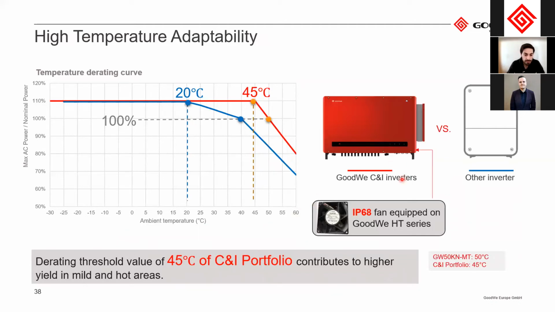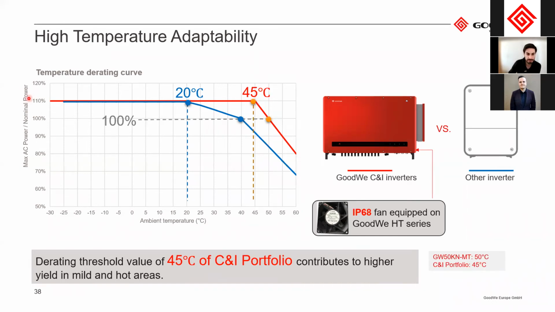Our CNI range also has a very high temperature adaptability. This means that, yes, they operate up to, I think, 60 degrees Celsius, but they only start derating from 45 degrees, or for the MT series from 50 degrees. This means that after 45 degrees, they will slowly start to reduce the power to not overheat.